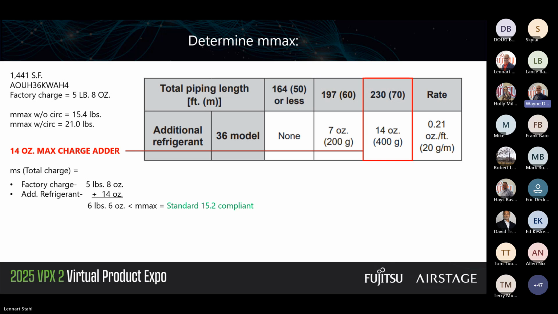So again, we're about half, if not less than half, of the max allowable charge, even with the full field charge adder for the liquid line. So you can see our systems don't have very much refrigerant, so the ASHRAE values are actually relatively conservative. Next slide.